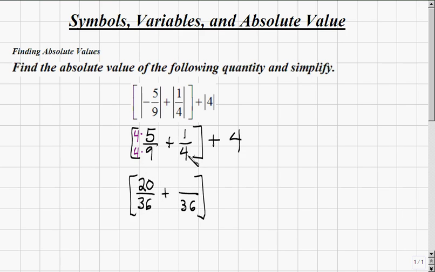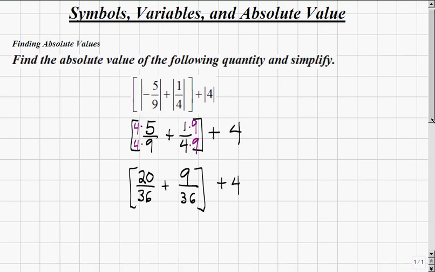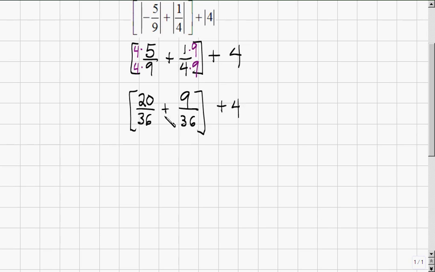Similarly, multiplying 1/4 by something, we'll multiply numerator and denominator both by a number to get 36. So let's multiply 4 by 9 to get 36, and we'll multiply the numerator by 9 as well. So 1 times 9 becomes 9. To this expression, we'll also add 4. So now that we have common denominators, we'll add the numerators over the common denominator. So 20 plus 9 becomes 29. So 29/36 now plus 4.